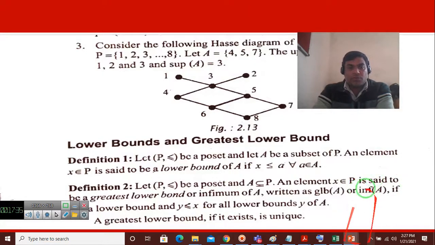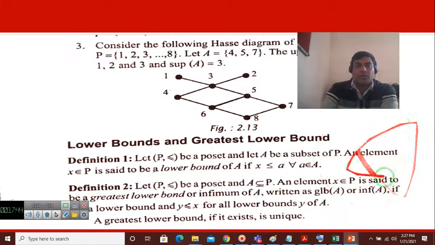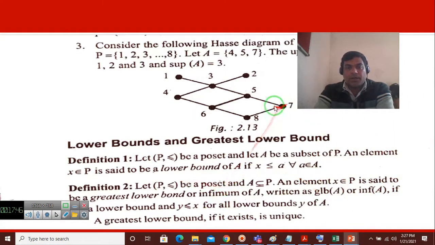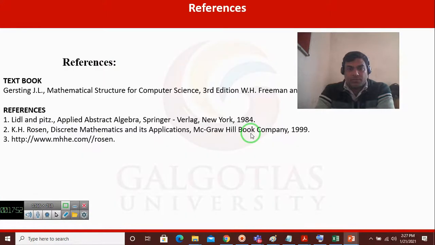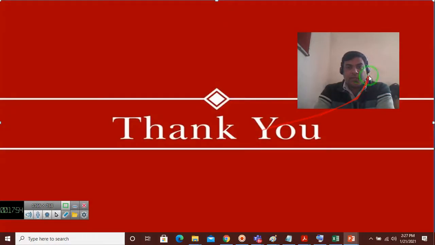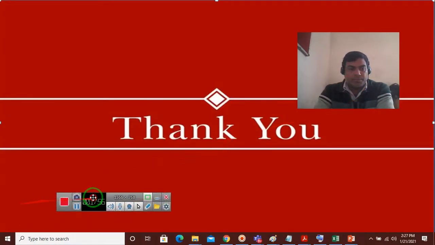In this lecture we have learned about the maximum element, minimum element, greatest lower bound and least upper bound. In the set 6, 7, 8, 8 is the least upper bound. These are the references. Thank you.